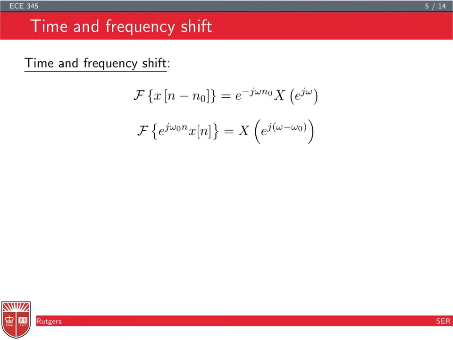Now we get to the time and frequency shift. The first property, the time shift, says that the DTFT of the shifted version of x by n0 is equal to e^(minus j omega n0) times X of e^(j omega). So a shift in the time domain results in a multiplication by e^(minus j omega n0), where n0 is how much I shifted the original signal.